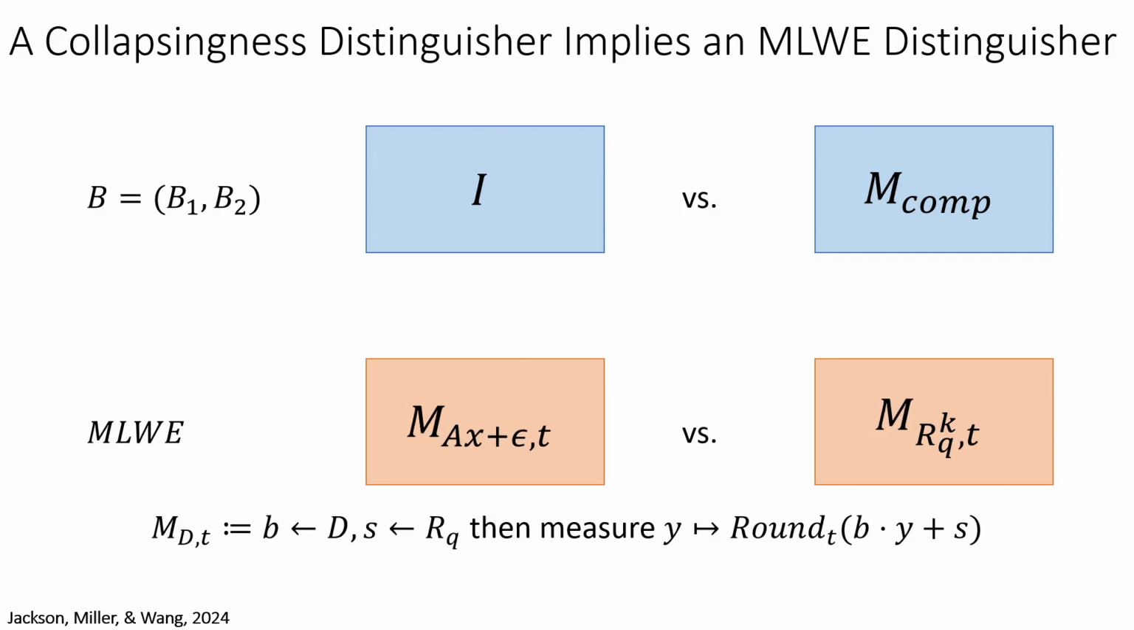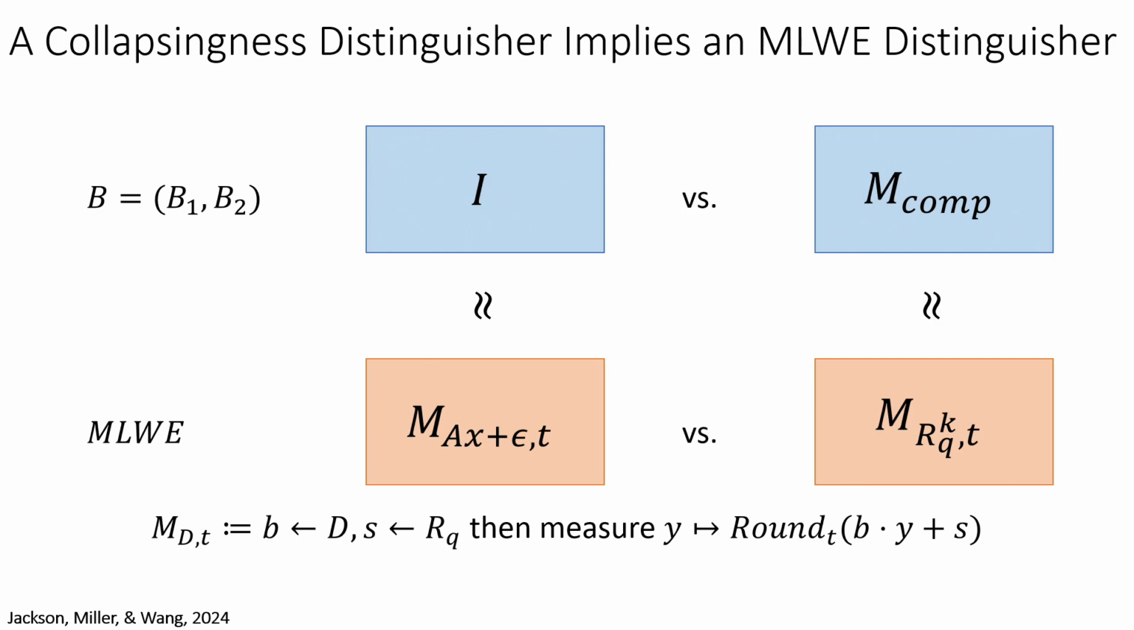We can then construct operators of the following form. These are sort of partial measurements where you select some B, either an MLWE sample or a uniform sample, select a random S, then map Y to BY plus S, rounded to the nearest of t values equally spaced over the allowed range. And in practice, what we're able to show is that the version of this operator wherein we use an MLWE sample is very similar to the identity operator, while the version of this operator wherein we use a random sample is very close to a computational basis measurement.